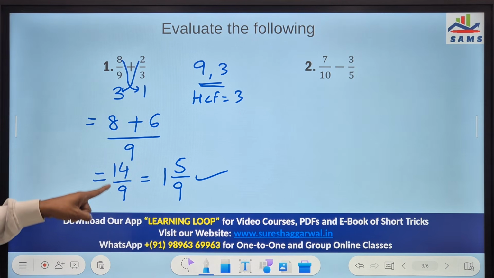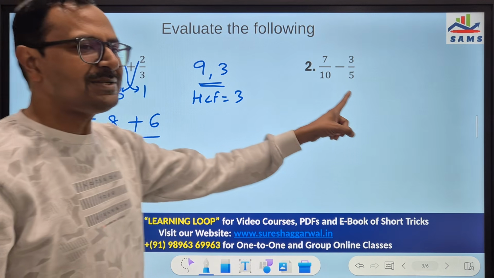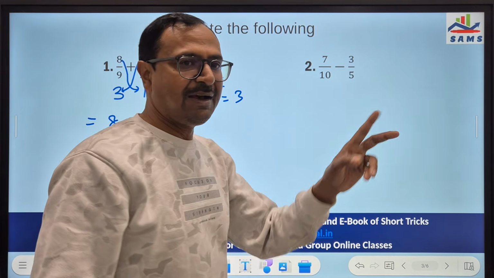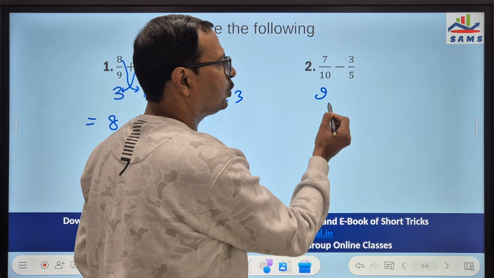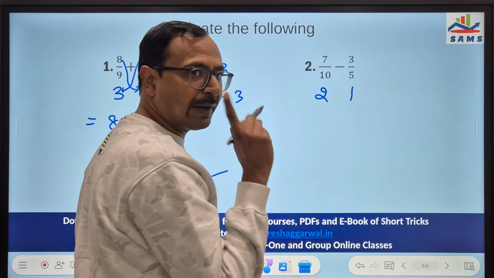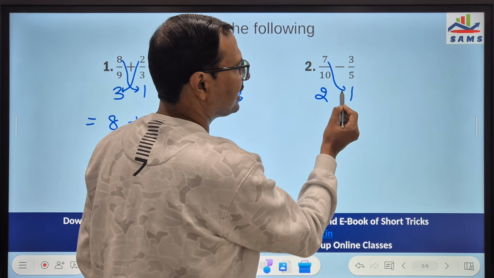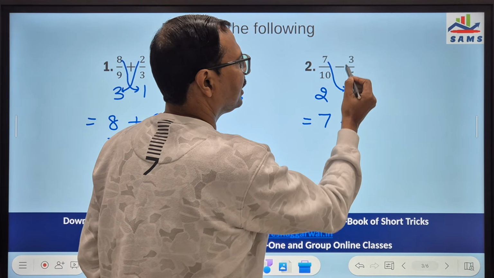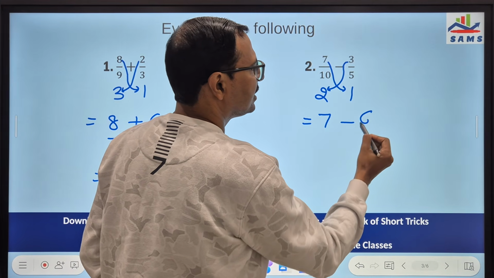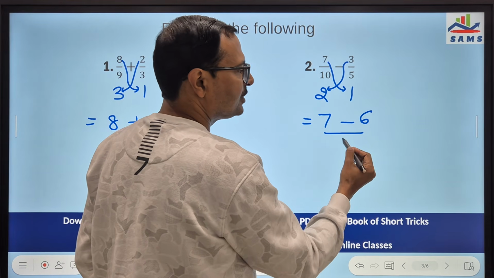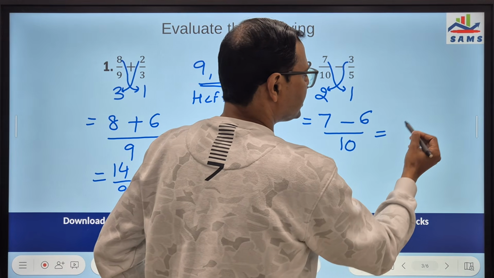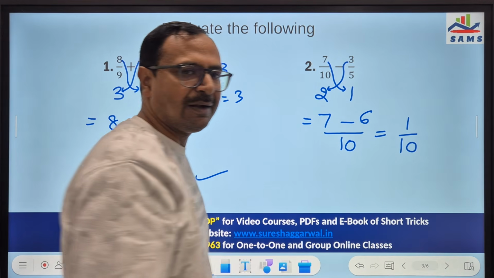So very easy, no LCM required. Likewise here, 10 and 5 have an HCF of 5, right? So if you divide this by 5 you get 2, divide this by 5 you get 1, cross multiply: 7 times 1 is 7, 3 times 2 is 6, and in the denominator 10, both ways it is 10 only. So your answer for the question is 1 over 10.